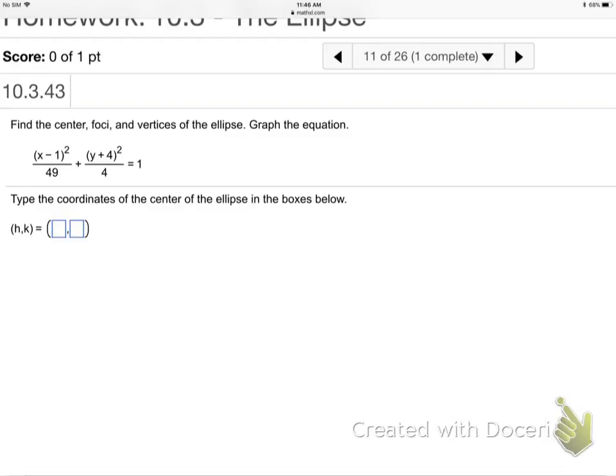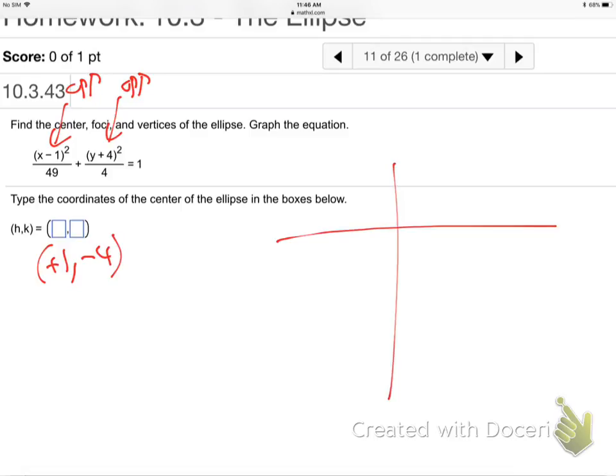Okay. So they start off, they say, hey, give us the center. They call it HK is what they usually call it. So can you tell what the center is? Remember, it's opposite, opposite, right? Opposite, opposite. So it's going to be positive 1, negative 4. Good so far? That's the center. Let's start drawing. It's always helpful to draw the thing.